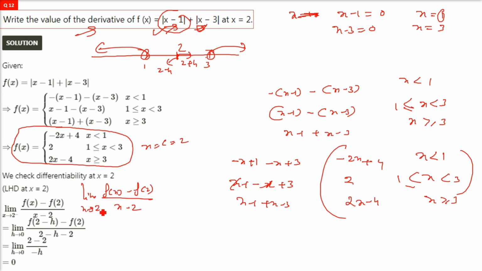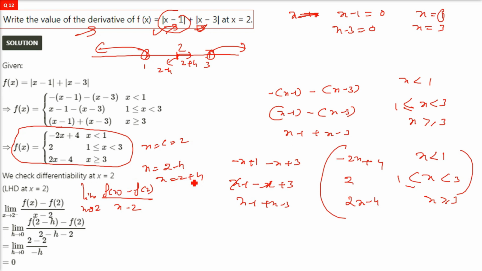So you can do it like that. Put 2 minus h, 2 plus h, and you'll find out the value. I hope you'll be able to do it. Since I have already shown you 2 minus h, I will tell you how to put this 2 plus h.